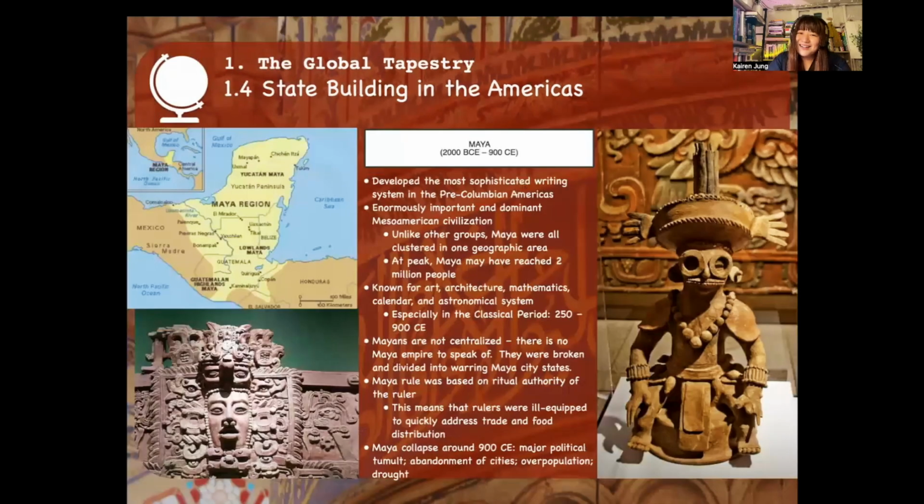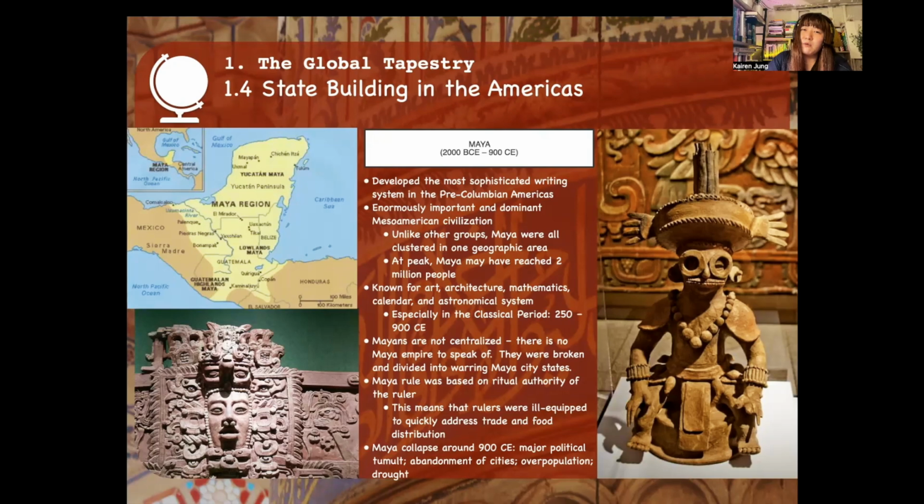The Maya spanned 2000 BCE to 900 CE. Now remember, BCE is short for before the Common Era. This corresponds to BC, before Christ in the old nomenclature, and 900 CE refers to 900 Common Era, which corresponds to 900 AD, or Anno Domini in the old nomenclature.